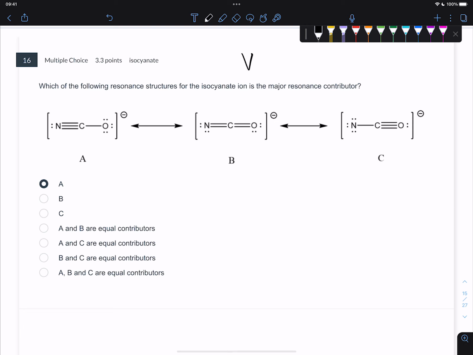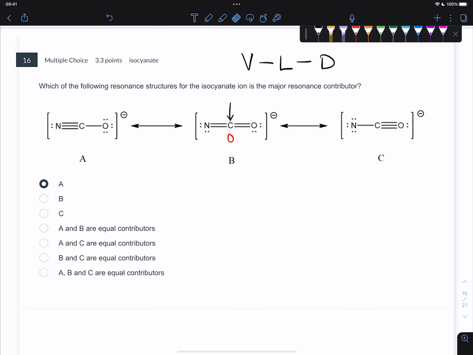It's the number of valence electrons that the atom normally has, minus the number of lines, minus the number of dots. So let's calculate formal charge for this carbon here. Carbon has 4 valence electrons because it's in the fourth column. So it's 4 valence minus how many lines are touching it? 4. And then how many dots? None. There are no lone pairs around that carbon. So the formal charge on this carbon here is 0. Valence minus lines minus dots.